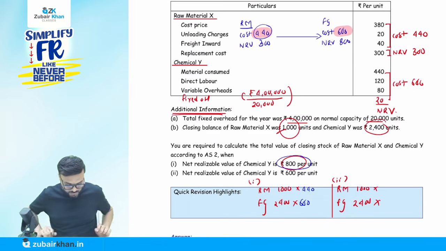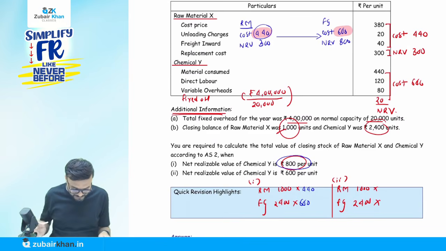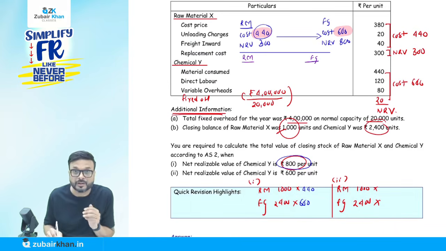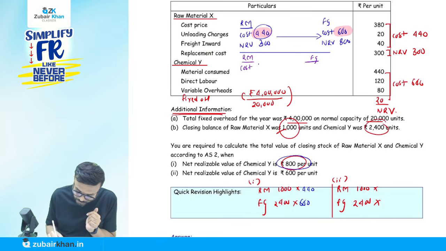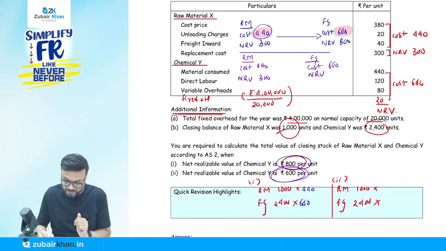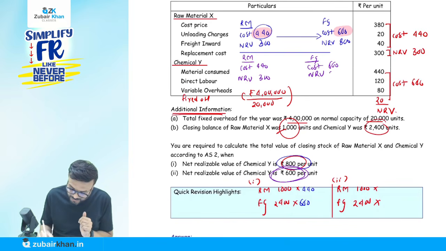Now the second situation. Let me change the color here. Now if I say the same raw material and finished goods, the cost is how much? 440. NRV is how much? 300. Finished goods cost is the same, 660. When it comes to NRV, how much have they mentioned here? 600. So I will write it down, 600.